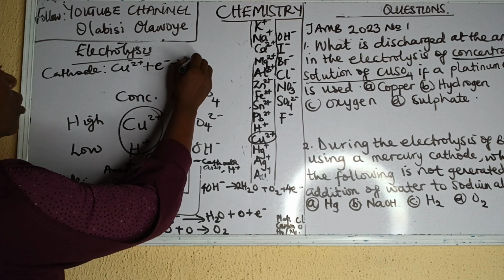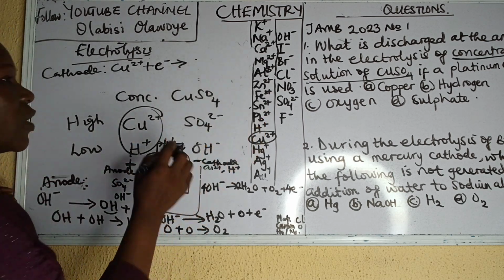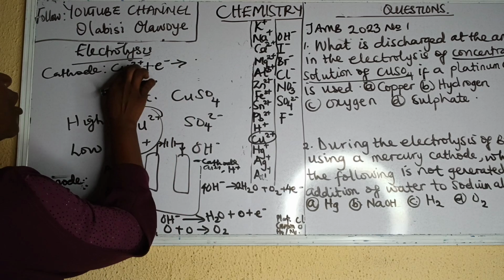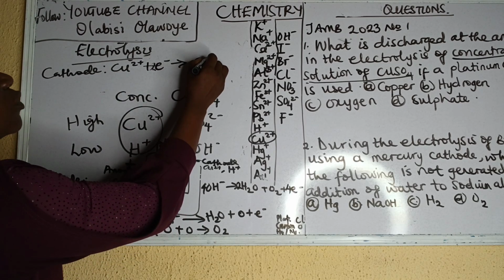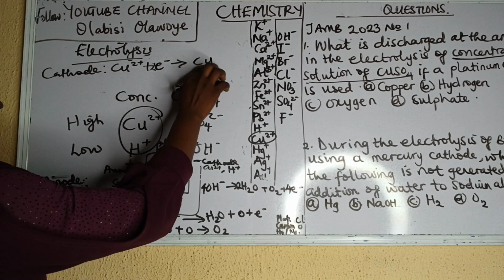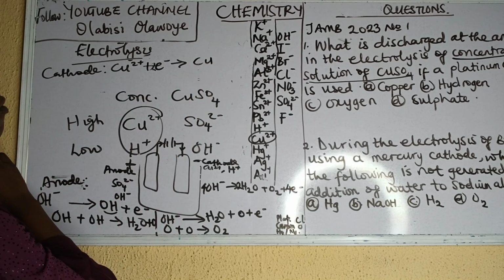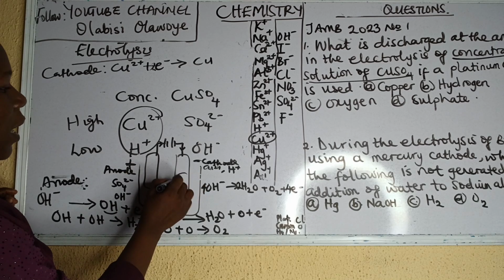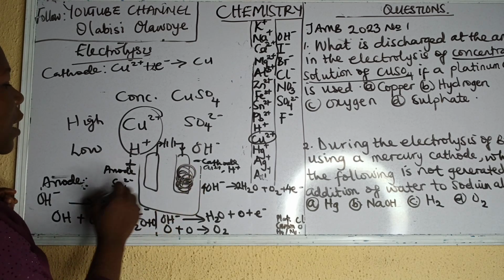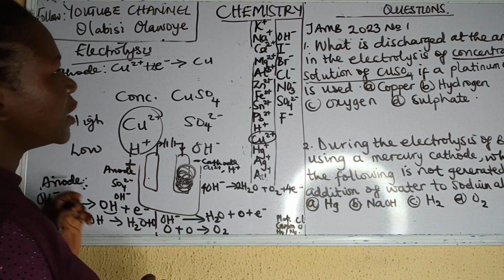That is reduction. Oxidation is loss of electron, but because copper is carrying 2, we have 2 electrons here that will be gained to give you just copper. So this is the overall equation. The mass of copper will be discharged at the cathode, while oxygen gas will be discharged at the anode.